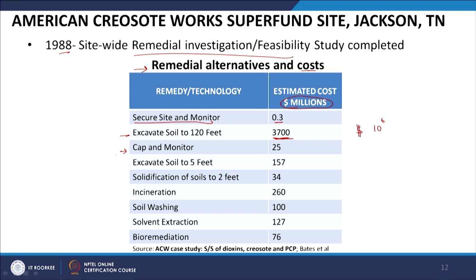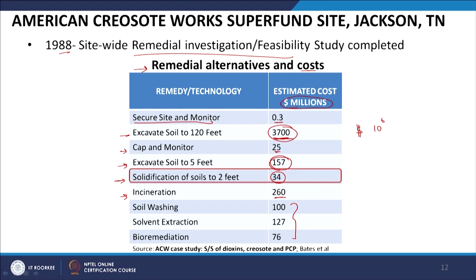To cap and monitor it, let's say 25. To excavate the soil to 5 feet, 157, compare that with 120 feet. And solidification of soils to 2 feet, it's 34. Incineration was considered, that's again 260. Soil washing, solvent extraction, and bioremediation, different aspects here, right? But obviously the key aspect is solidification of soils to 2 feet, again maybe in situ, I guess, right? But that wasn't clear from the data that we had. It was 34, right? Again, that's something to consider here among all the other alternatives.